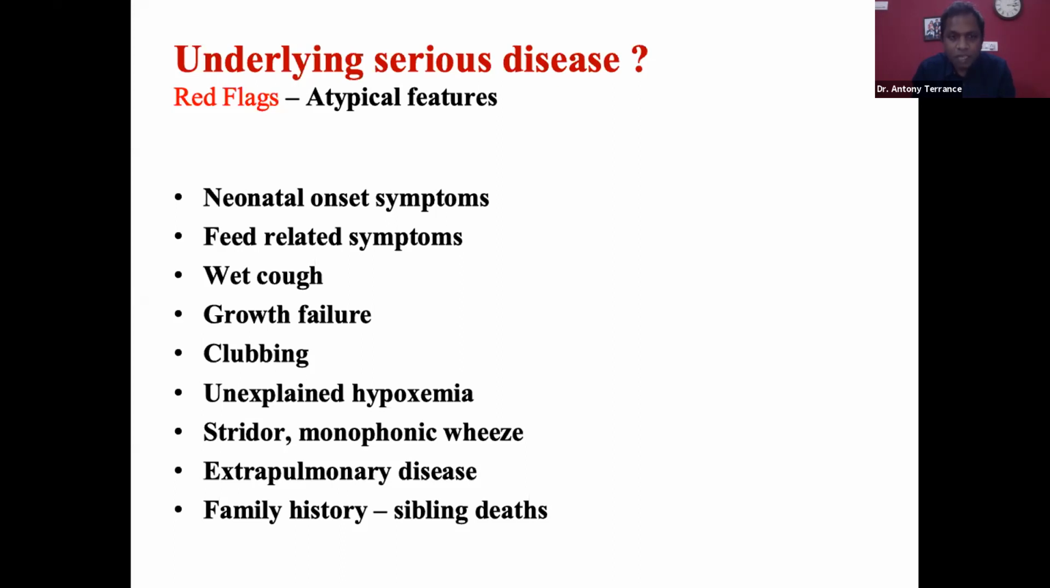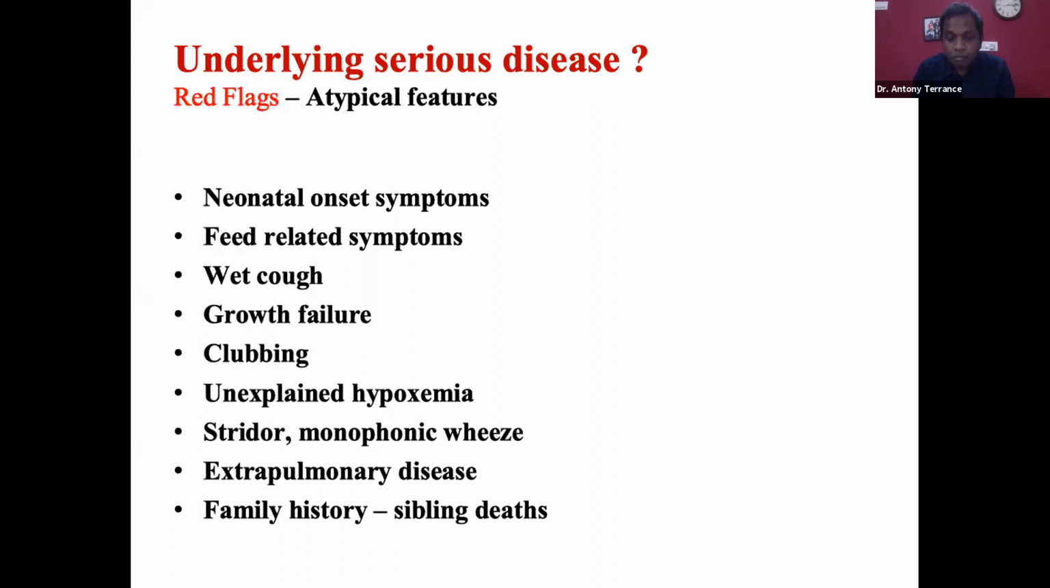And as I said, we have to plot these children on growth charts. We have to look for growth failure. This is very, very important. And we should also look for clubbing, any unexplained hypoxemia, blue spells. These are real red flags. On the auscultation, if you hear any abnormal noises like stridor or wheeze, especially monophonic wheeze, you have to be a bit careful. And in addition to the respiratory system, there might be clues in the extrapulmonary system. Therefore, you have to look at other systems as well for any clues that might help with the diagnosis.